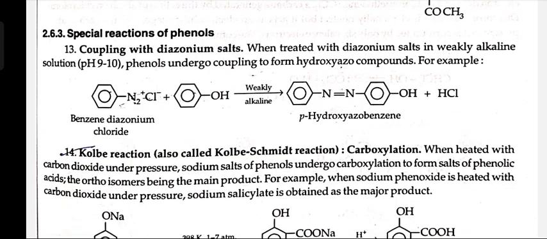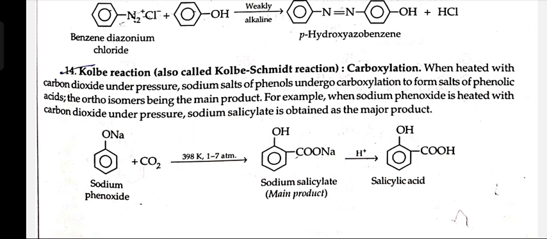Special reactions of phenol. Coupling with diazonium salts. When treated with diazonium salt in weakly alkaline solution, that is pH 9 to 10, phenols undergo coupling to form hydroxyazo compounds.